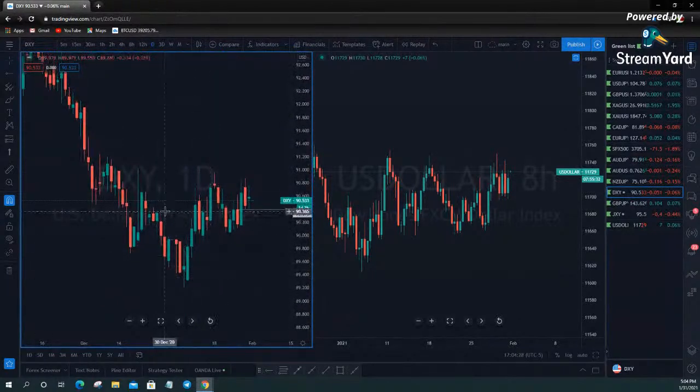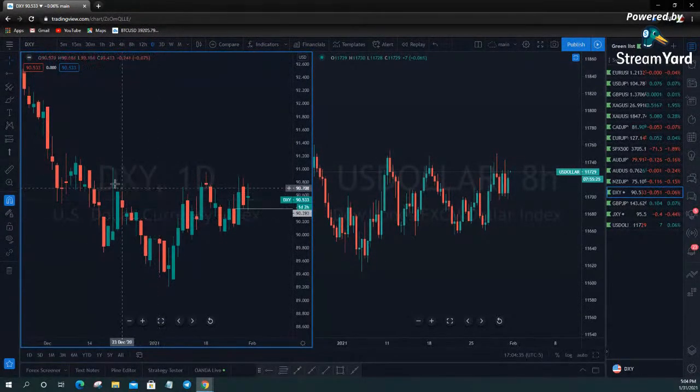The DXY is heavily weighted in the euro. So it's about 56 or 57%. I can't remember exactly which. So that is why the DXY likes to trade almost inverse to the US or euro USD.